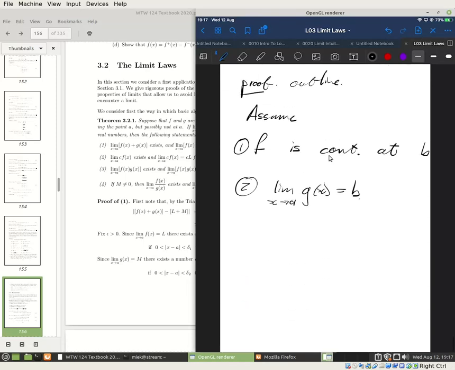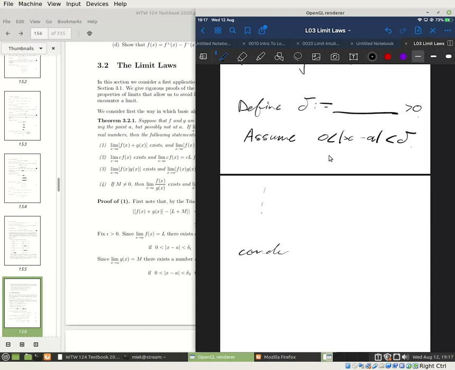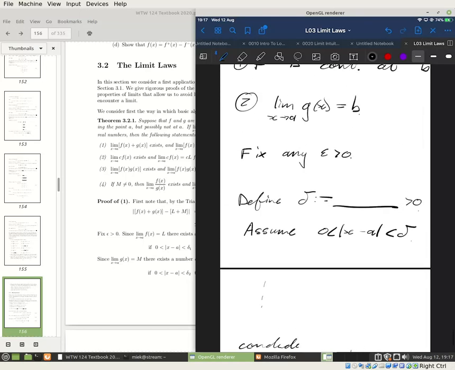Okay, we want to conclude this in the end, but this means something very specific. It means for every epsilon. So we fix any epsilon greater than 0. We must define a delta somehow, and this delta must be positive. If we assume 0 is less than |x minus a| less than delta, then we want to conclude that |f of g of x minus f of b| is less than epsilon. That is what we finally want to conclude.